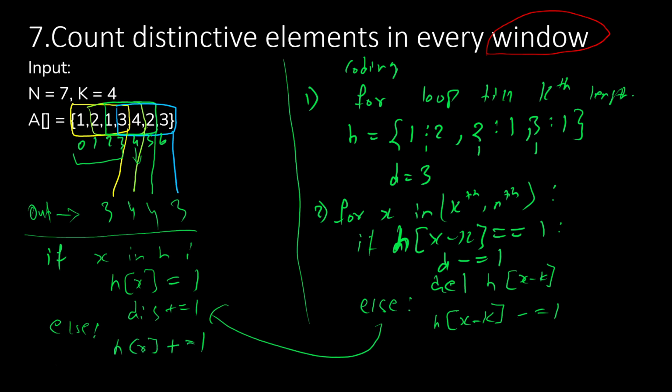This is what we will do inside this loop, and in this way we will iterate over all possible windows. This is the logic behind the question. Now we have to store the elements here. In this way we are checking the elements, and we are also deleting if only one element is there.